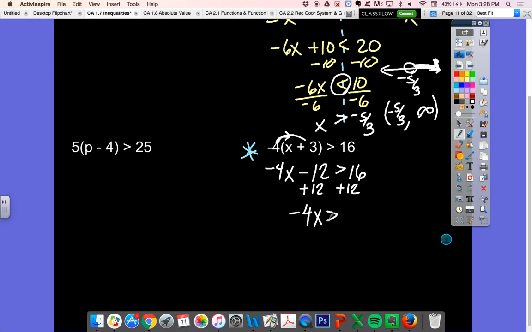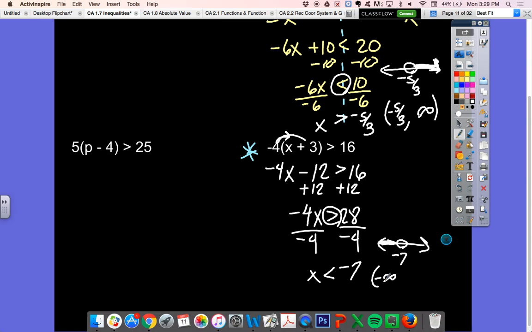Some of you are going to be able to go much faster than others. But until you get good at flipping your inequality, make sure that you're showing that step. And yes, I have a habit of always circling it. That way, if I get distracted, I still remember that something's up. So this one uses the left arrow, so that's negative infinity. You go up to negative 7, but again, it's parentheses because your bubble is not included.